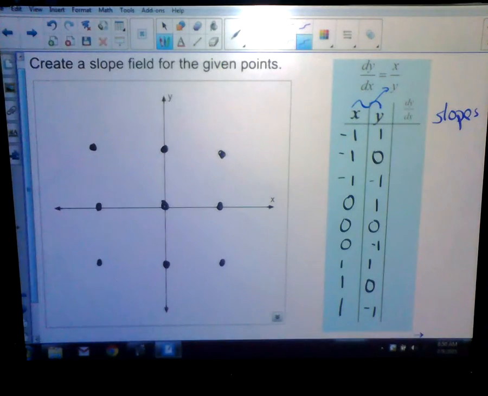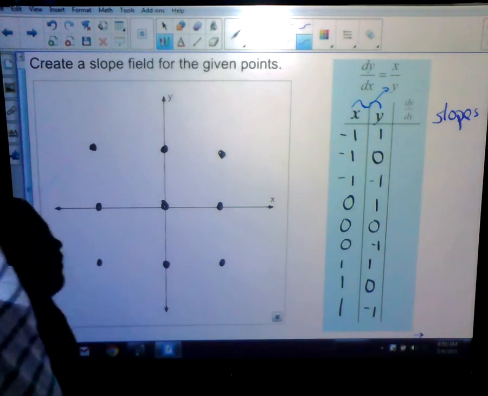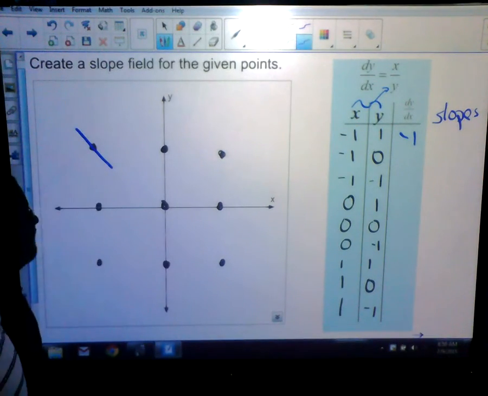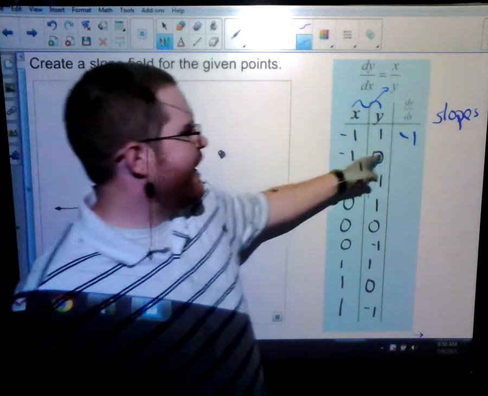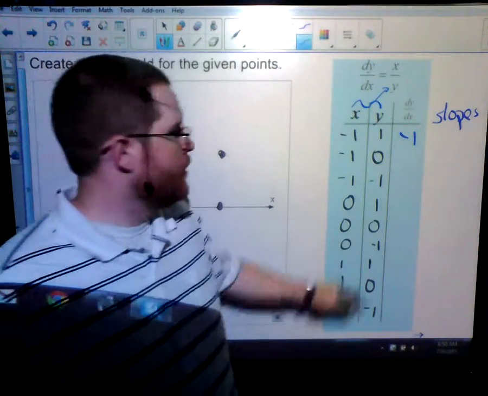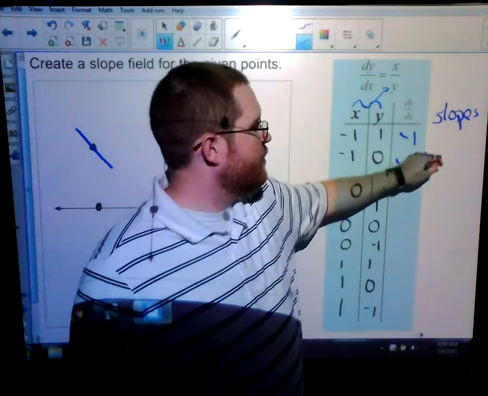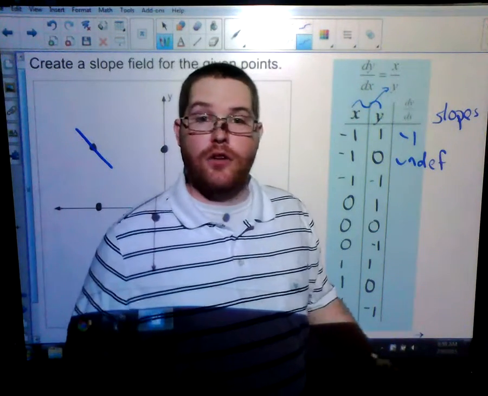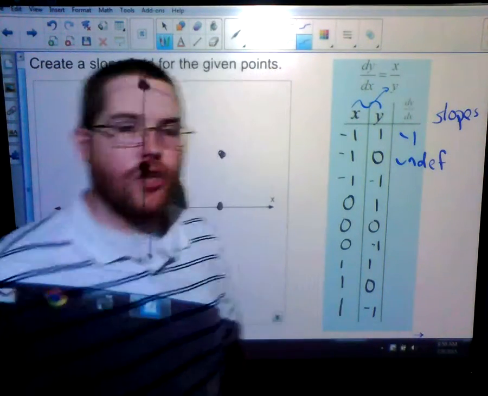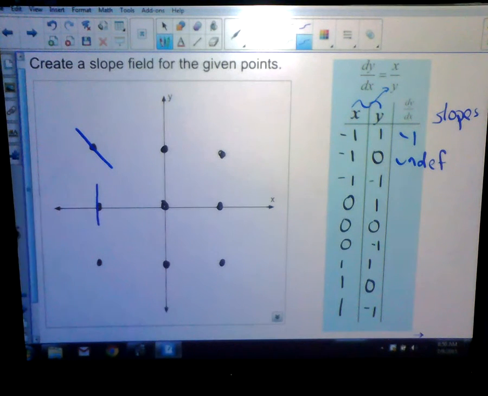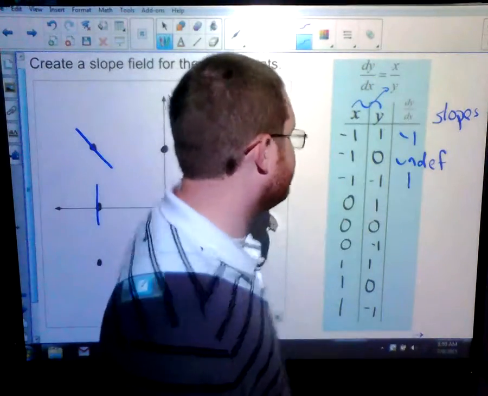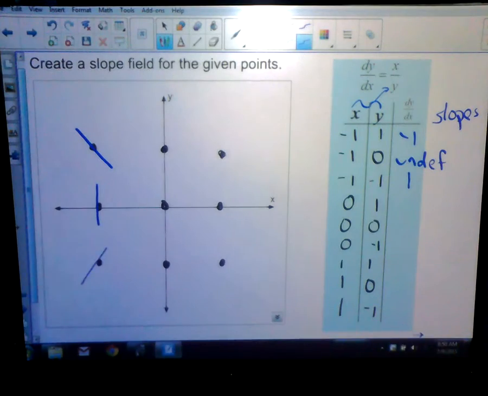Okay? If you plug in (-1, 1), -1 over positive 1 is -1. So it's a slope of -1. How about -1 over 0? This is undefined. -1 over 0 doesn't exist. There's 2 ways to draw this. You can simply not draw anything, or you can draw a slope that's vertical. Vertical slopes are undefined. How about (-1, -1)? Well, that's a slope of 1. That slope looks like this.